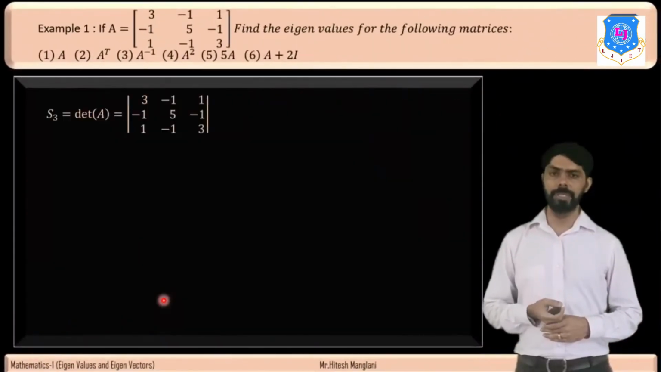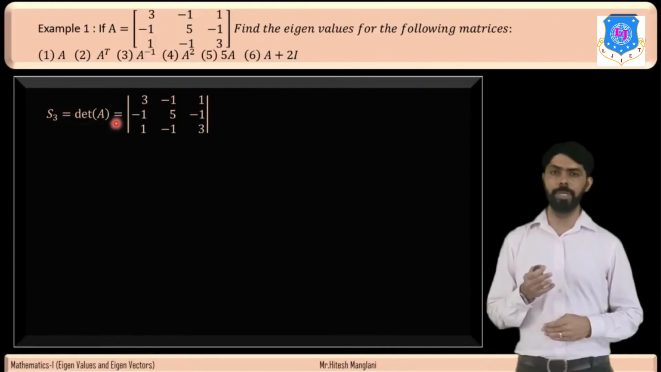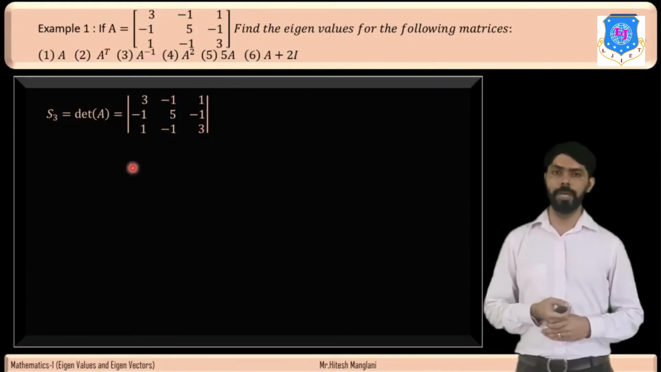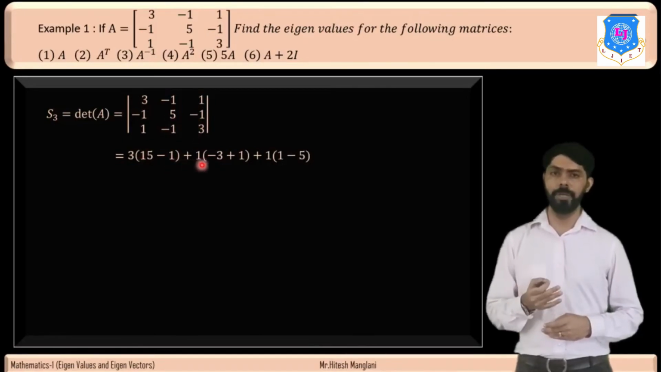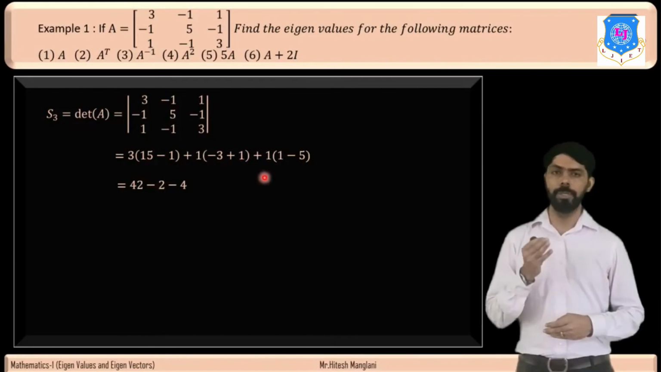Now we will find s3, which is the determinant of the given matrix: determinant of [3, -1, 1; -1, 5, -1; 1, -1, 3]. If we take the determinant, it will be 3 in bracket (15 minus 1), plus 1 in bracket (minus 3 plus 1), plus 1 in bracket (1 minus 5). If we simplify this, 3 into 14 is 42, then minus 2 into 1 is minus 2, then 1 minus 5 is minus 4, into 1 is minus 4. So 42 minus 6 will be 36. So the answer for s3 is 36.